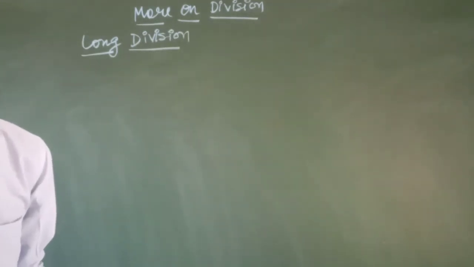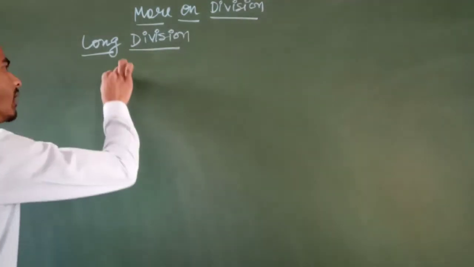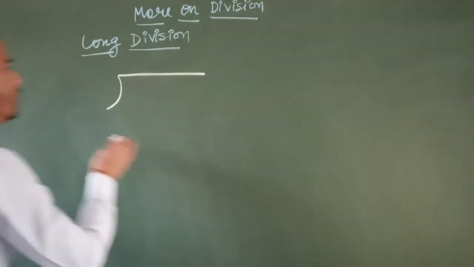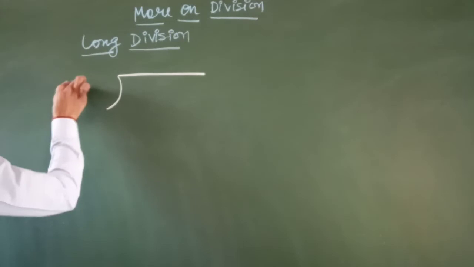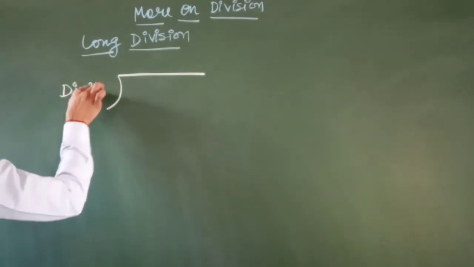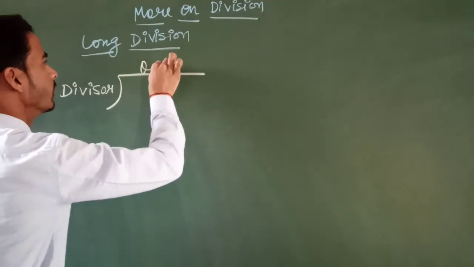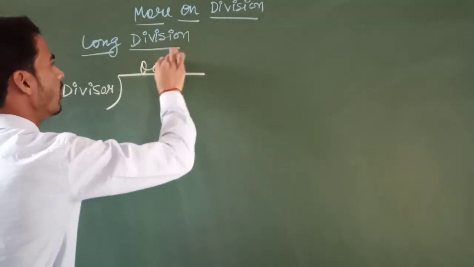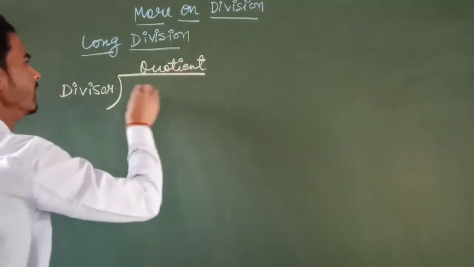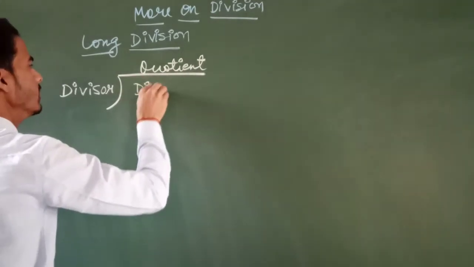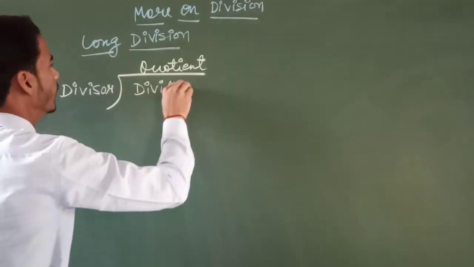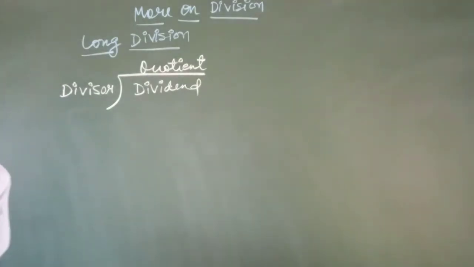Listen carefully how we can arrange it. Here will be the divisor, this number is called the divisor, and on top is the quotient, that is called the quotient, and this number is called the dividend.